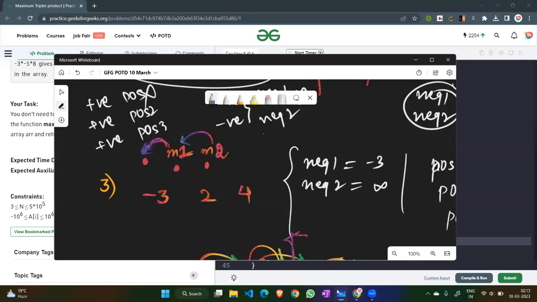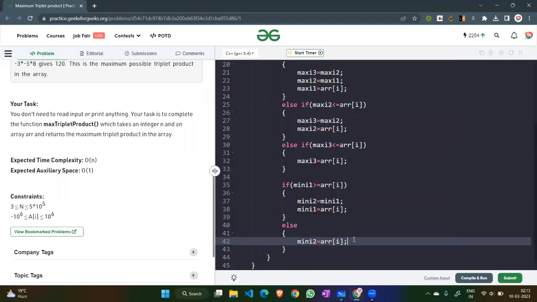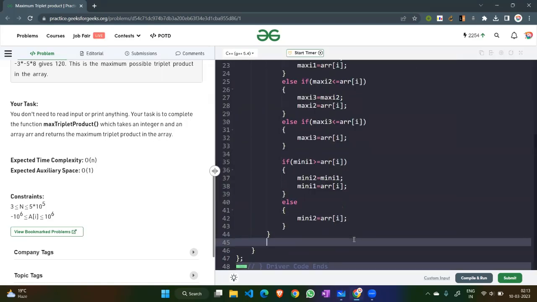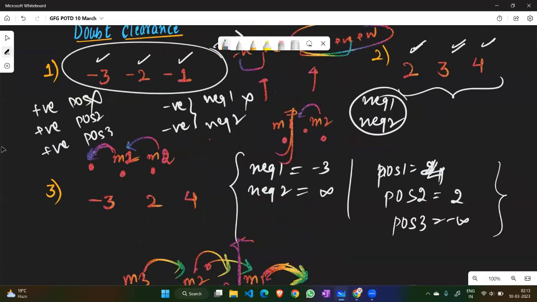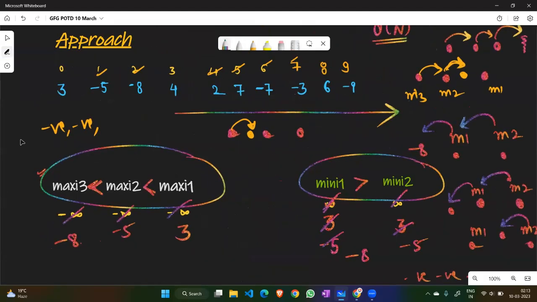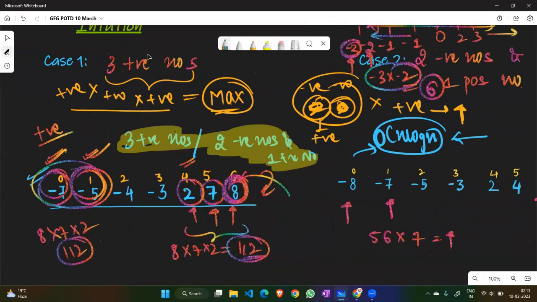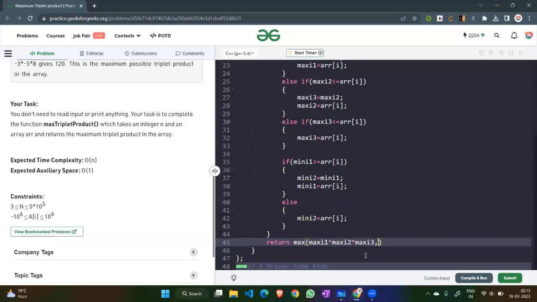Similarly, for minimum 2, we will directly assign. If this number is already minimum, save it; now m2 will take this smaller number because I want the more minimal number. Now at the end, what do we want? What can be the possible answer? Either all three maxima are taken, or, as I defined these two cases, case 1 is 3 positive numbers, or 2 negative numbers and 1 positive number. So 2 negative numbers, that is minimum, and then maximum 1.